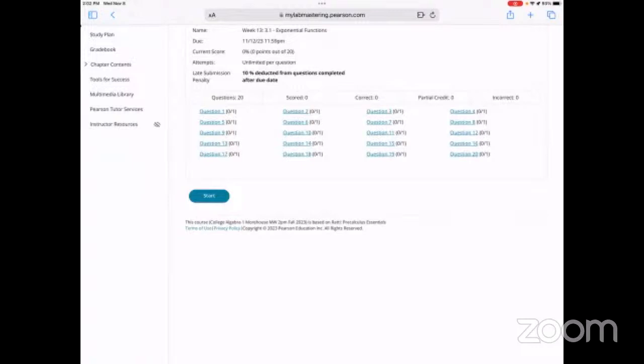Hey, Google, give me a random number between 1 and 20. 11.